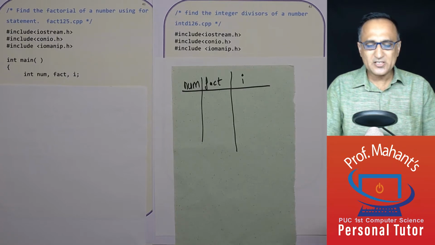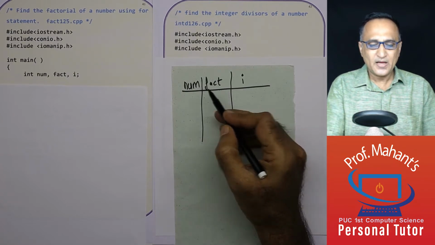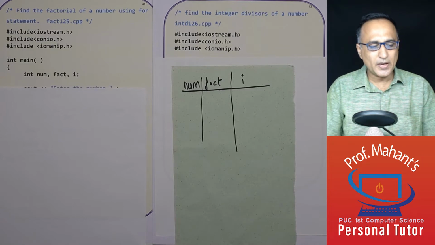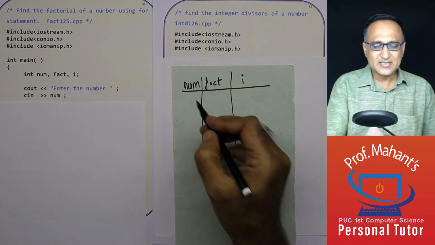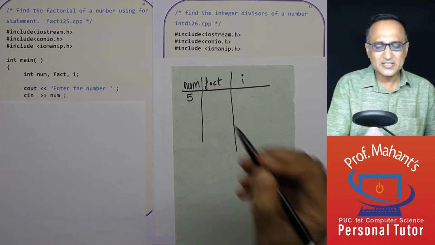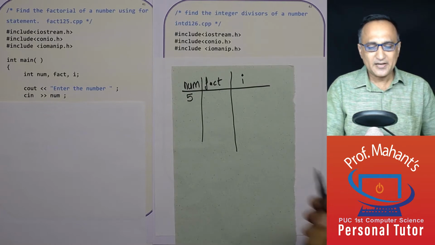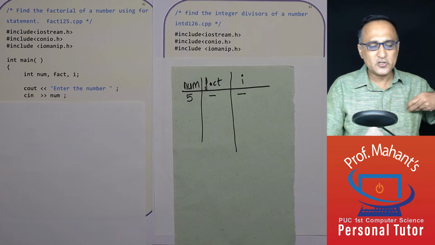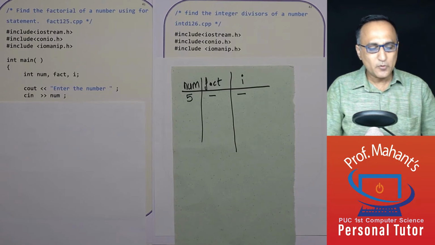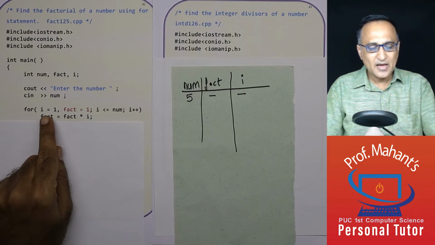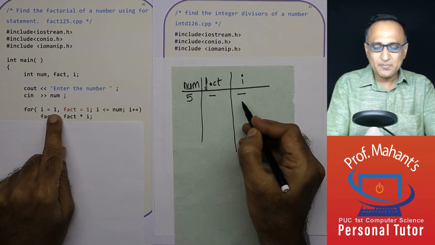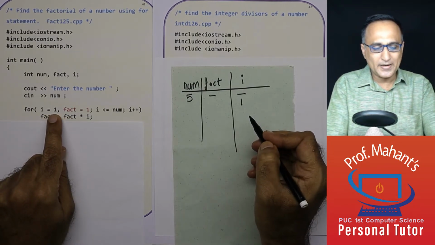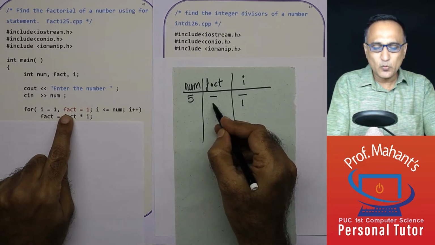In order to calculate the factorial, I need to ask the user to enter the value of number. So let us say the user enters the value of number as 5. Right now, fact has some garbage value. I also has some garbage value. Then in the for loop, I'm going to do a couple of things. I'm initializing I to 1. Let me see why I'm initializing it in a short while. And I'm making fact equal to 1.